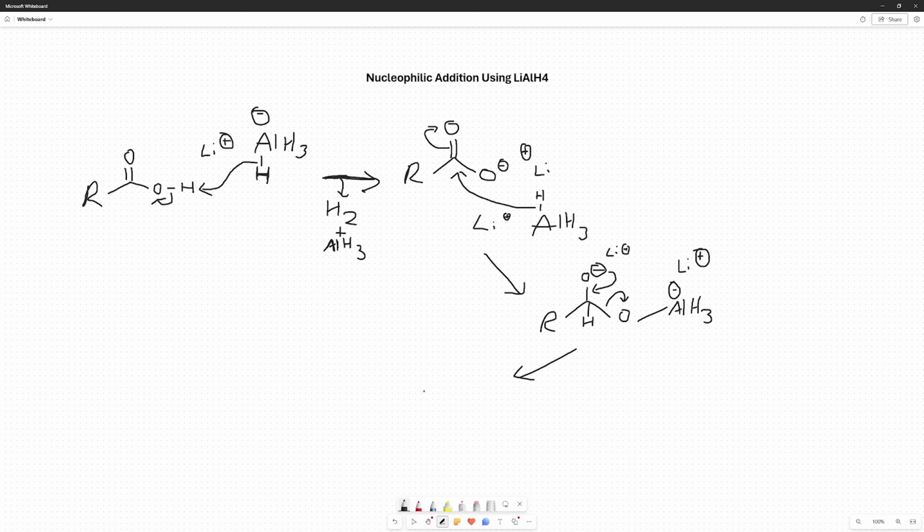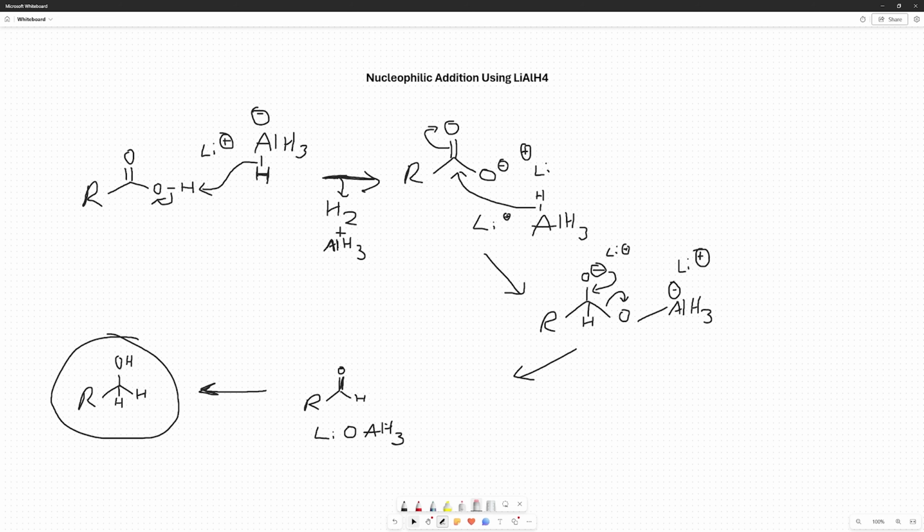So now you're going to be left over with an aldehyde. That's going to look something like that. And of course you still have the hydrogen and the second product, which in case you're wondering what happens to this oxygen, it's going to form lithium oxygen AlH3. So this is the main product, and this is just a byproduct.